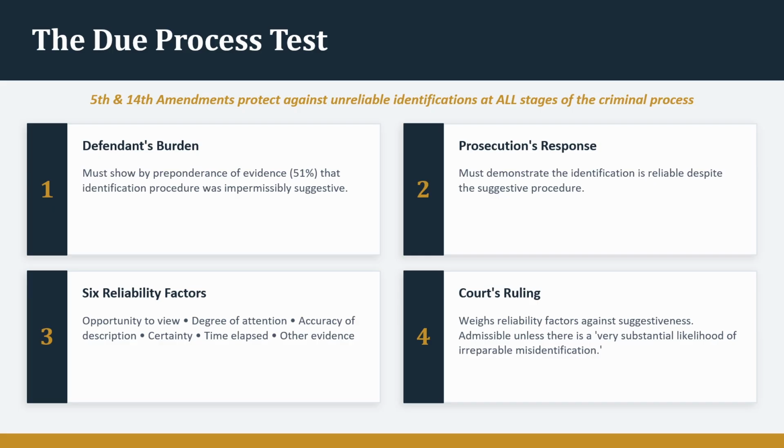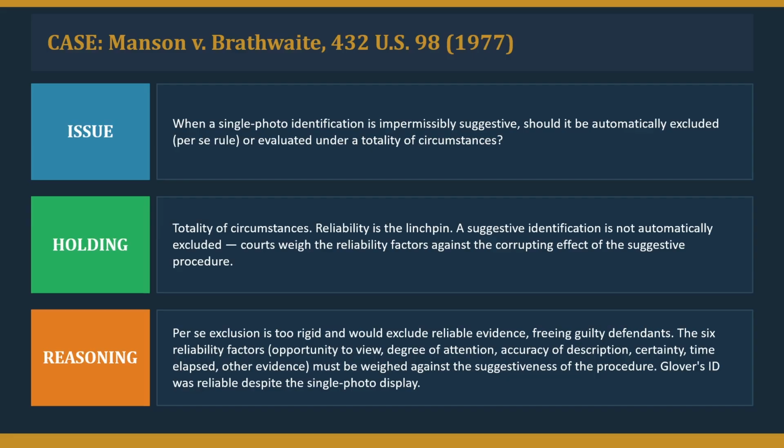A very reliable witness might produce admissible testimony even after a quite suggestive procedure. A very unreliable witness might produce inadmissible testimony even without significant suggestiveness. The court weighs everything together. Manson v. Brathwaite is the Supreme Court's definitive statement on how the due process test works in practice, and it is probably the most important identification case in this chapter.